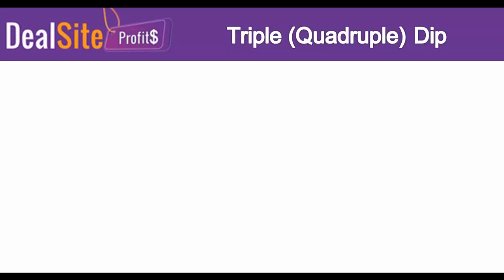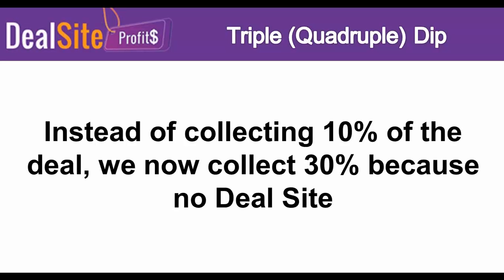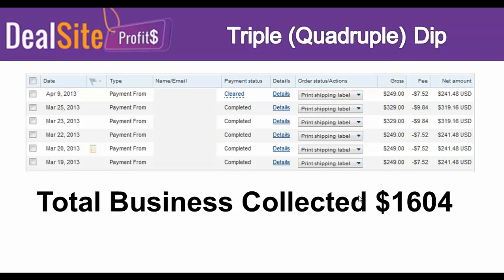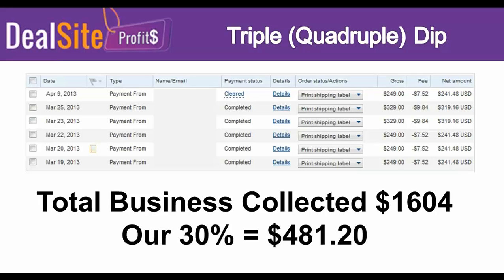So now with that in mind, instead of collecting 10% of the deal, because that's what we set up when working with the business, we're now collecting 30% because there's no deal site involved. It's just you, the business owner, and a list of targeted potential buyers. When we did this example with Little Bay Cabins that we're working with, here's a screenshot of the sale that we made. With this list of buyers, the business collected $1,600, and because of 30%, we collected $481.